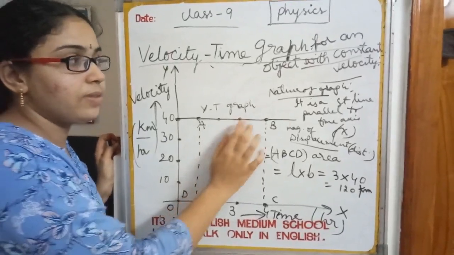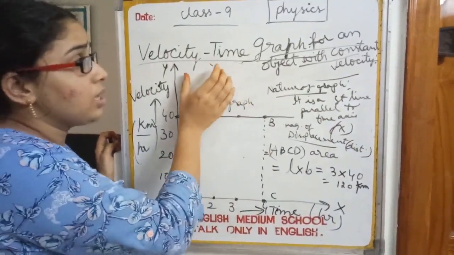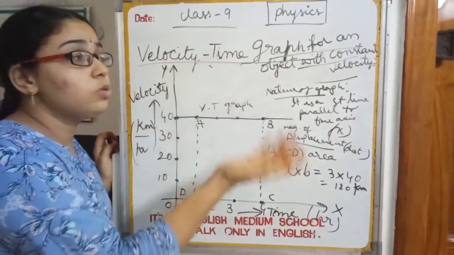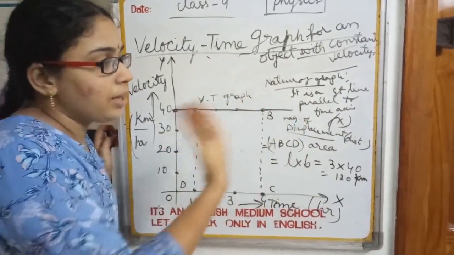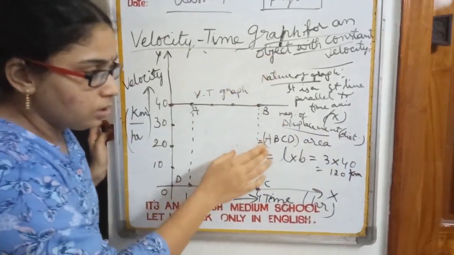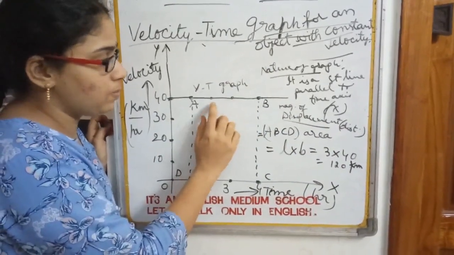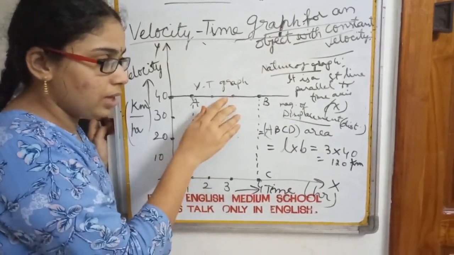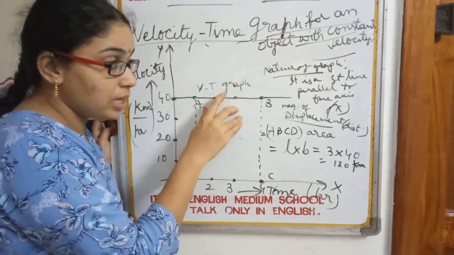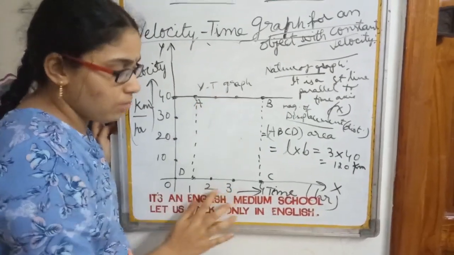What is the nature of the graph? It is a straight line parallel to the time axis, and I already told you, the velocity time graph is used to find out the magnitude of displacement, that is nothing but distance for this object. To find out the magnitude of displacement, we have to consider the area enclosed between this velocity time graph and the time axis.